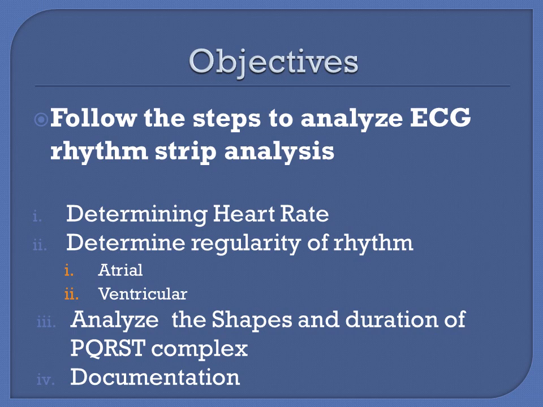First of all, we have to determine the heart rate on an ECG strip. Then we have to determine its regularity, atrial as well as ventricular regularity. Then we have to analyze the shape and duration of the PQRST complex, and at the end we have to document this.